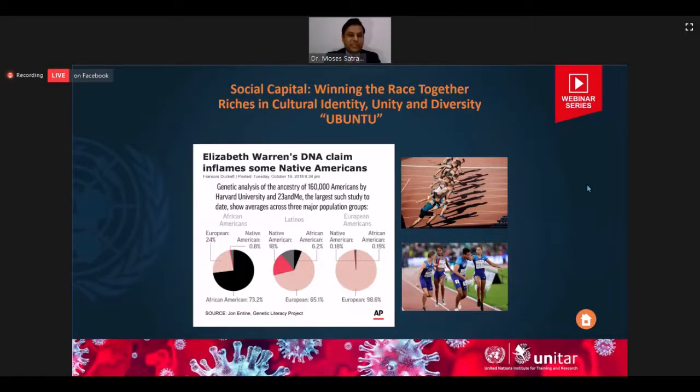A very interesting study on genetic analysis was carried out by Senator Elizabeth Warren. Over 160,000 Americans were analyzed, and their genetic structure was studied. There were three compositions of populations: African Americans, Latinos, and European Americans. And they showed genome homology and heterogeneity. They were startled to see that they were of mixed race. So this is how it is.